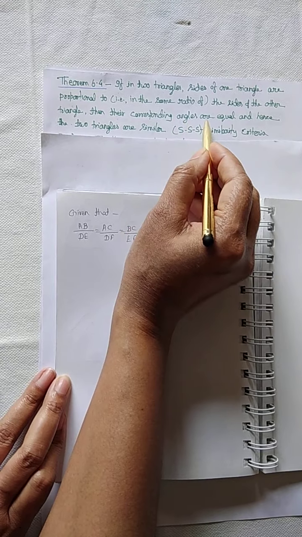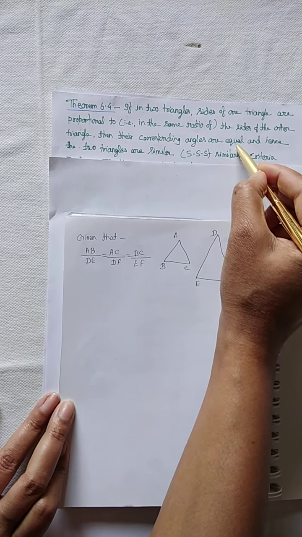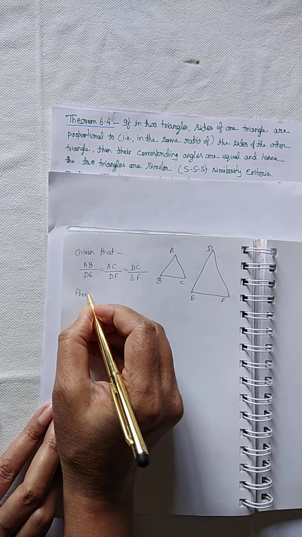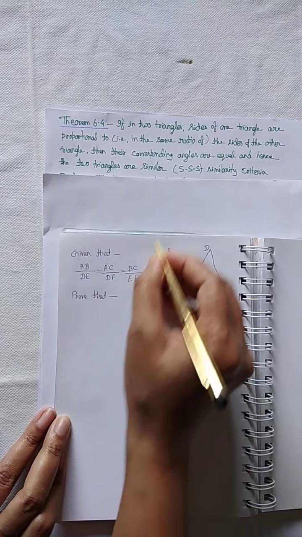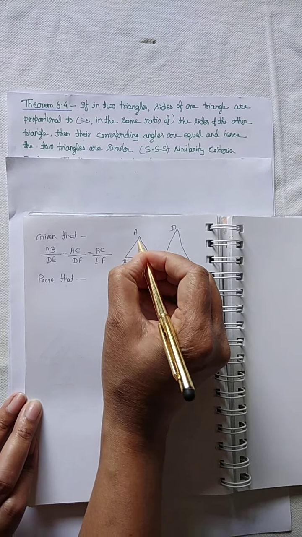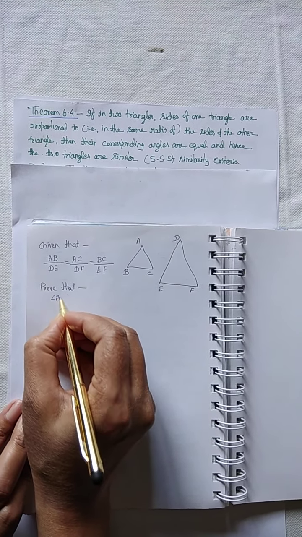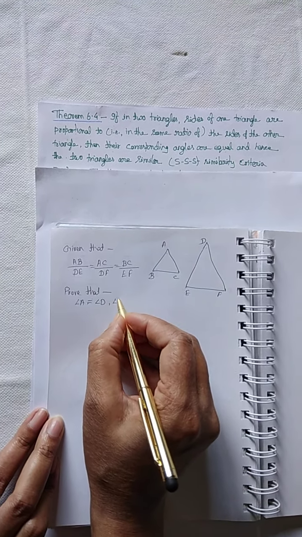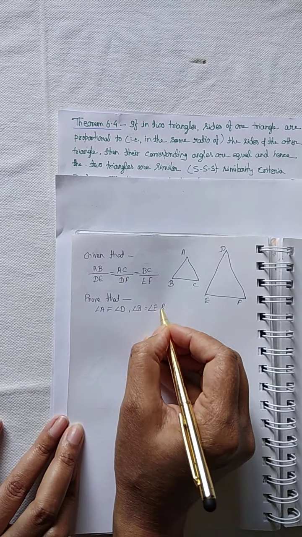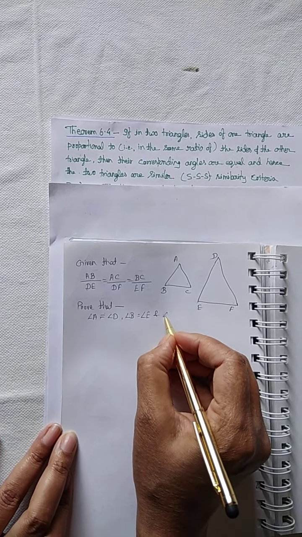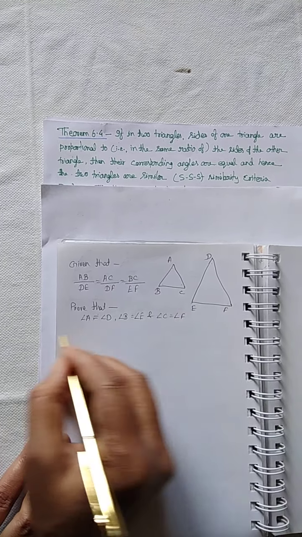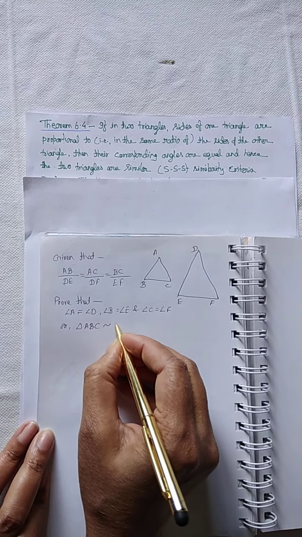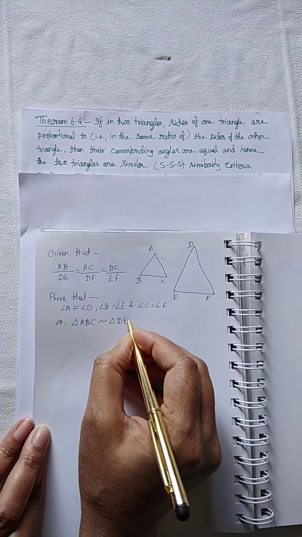Their corresponding angles are equal, and hence the two triangles are similar. So we have to prove that corresponding angles are equal, meaning angle A equals angle D, angle B equals angle E, and angle C equals angle F. Or we can also say that triangle ABC is similar to triangle DEF.